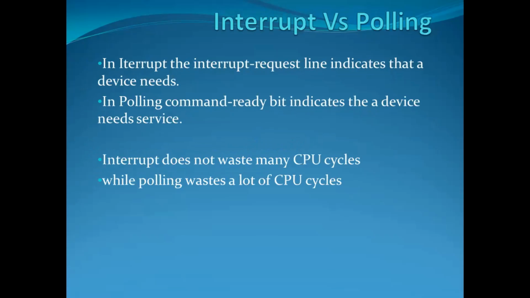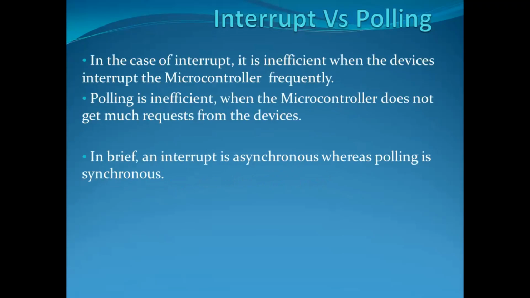Moreover, the interrupt request indicates that a device needs a service, whereas a command ready bit indicates the device needs a service. An interrupt does not waste many CPU cycles, whilst polling wastes a lot of CPU cycles. Hence, this is also a difference between the interrupt and polling.